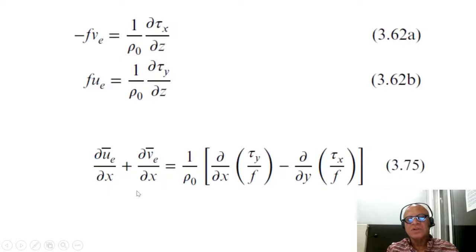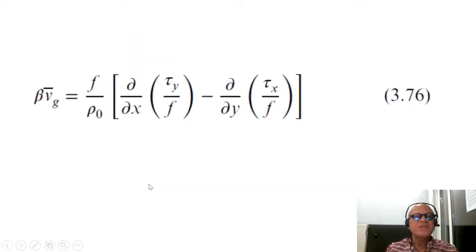Oops, did he make a mistake here? Yes, he did. So this is another error. So it should be x and y is 1 over rho 0 d dx of tau y over f. Okay, we have taken f is independent of x and y, so we can take them inside, minus d dy of tau x over f. So this should be y. I don't know why there are so many errors.